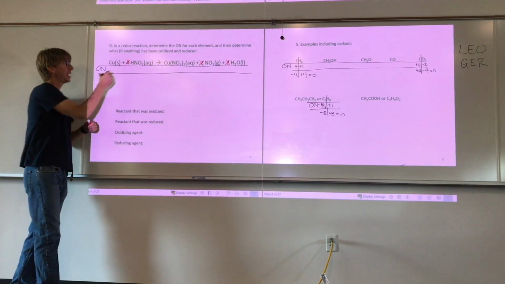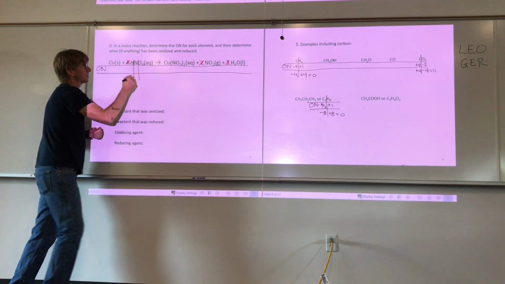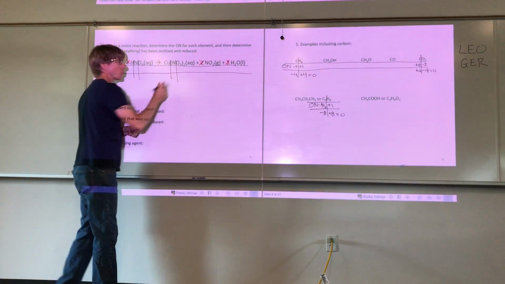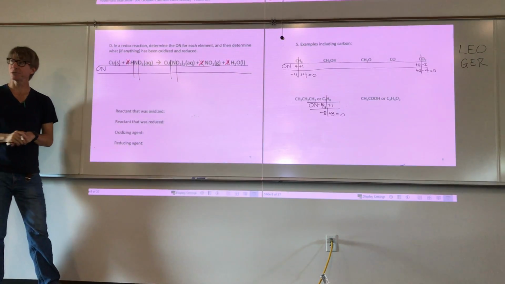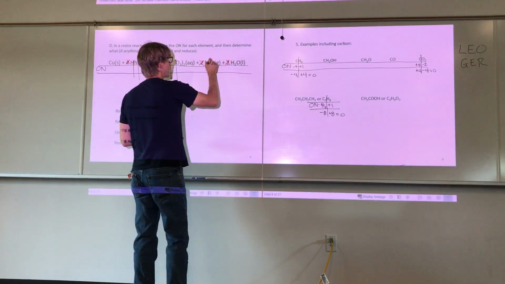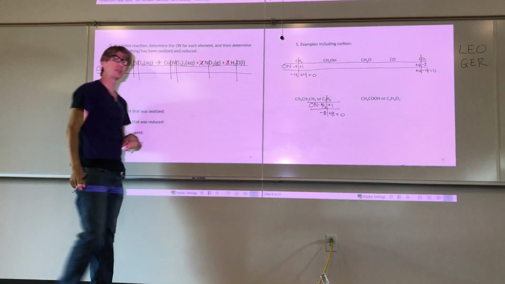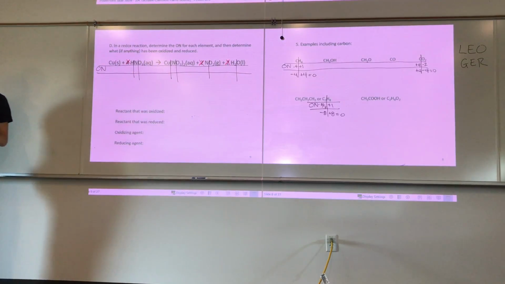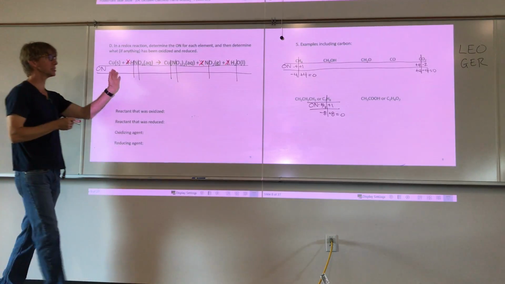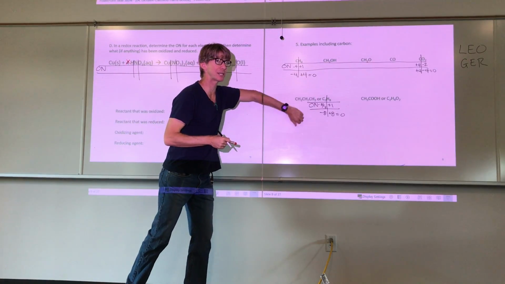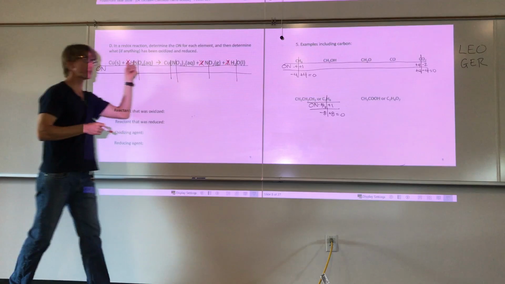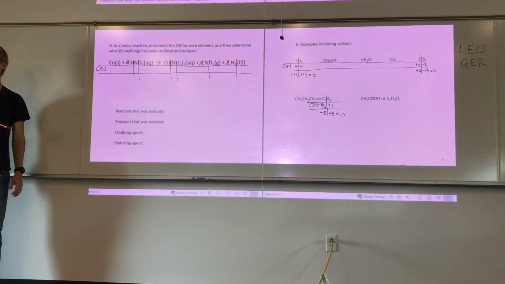Where each element will have its own oxidation number, but I will not consider coefficients. So I'm only looking at the formulas, and so really what I'm doing is the same thing I'm doing over here, except multiple times at the same time.